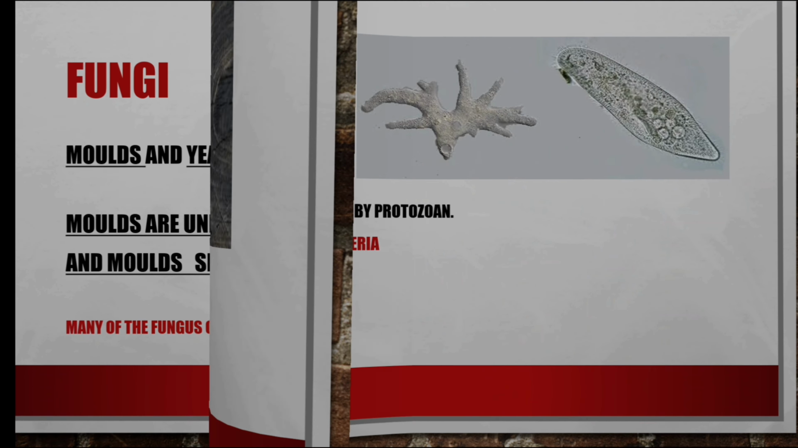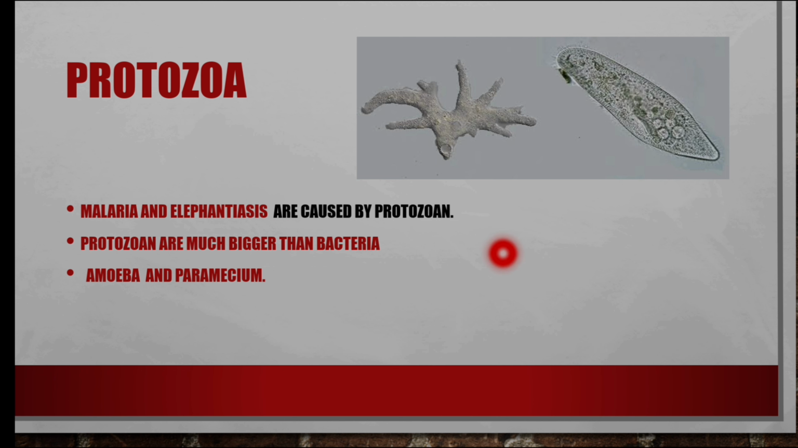Next, protozoans. This is amoeba and paramecium. Amoeba and paramecium are protozoans. Protozoans are microorganisms, and they also cause diseases. Malaria and elephantiasis are caused by protozoans. Protozoans are much bigger than bacteria. So bacteria are bigger than viruses, and protozoans are much bigger than bacteria. This is amoeba and this is paramecium.